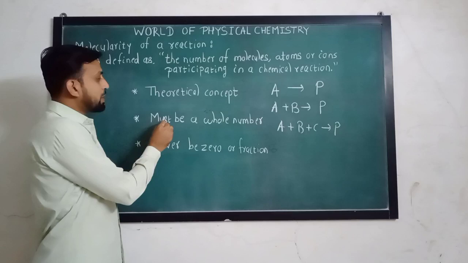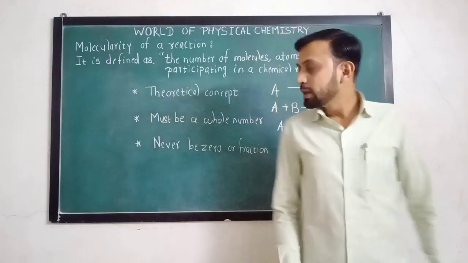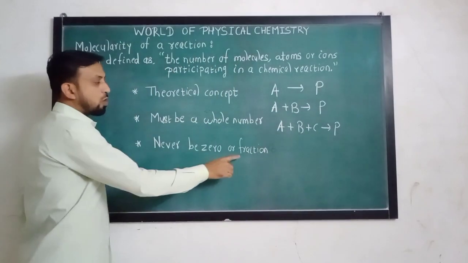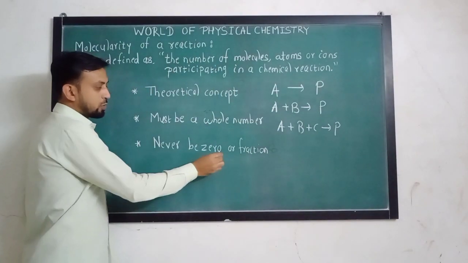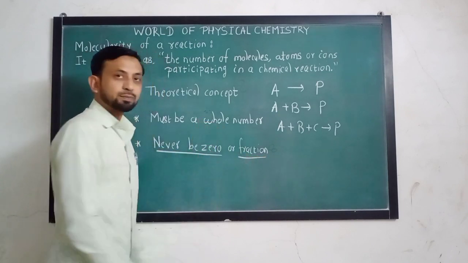Molecularity of a reaction must be a whole number. It should be 1, 2, 3. And molecularity of a reaction is never 0 or a fraction.